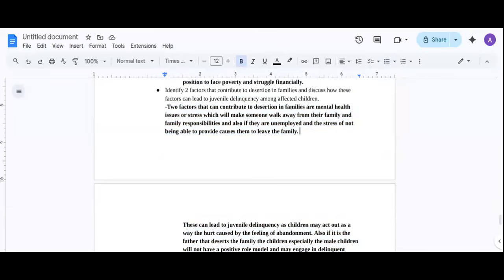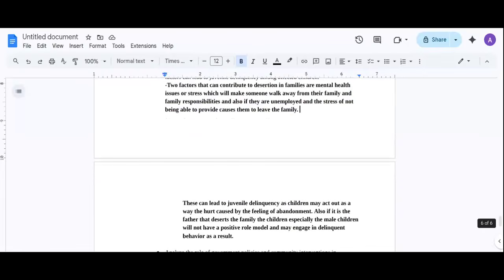That is one. So, two factors that can contribute to desertion in families are mental health issues or stress, which will make someone walk away from their family and family responsibilities. And also, if they are unemployed and the stress of not being able to provide causes them to leave their family. And as Mr. Francis said, an outside relationship can cause desertion as well.